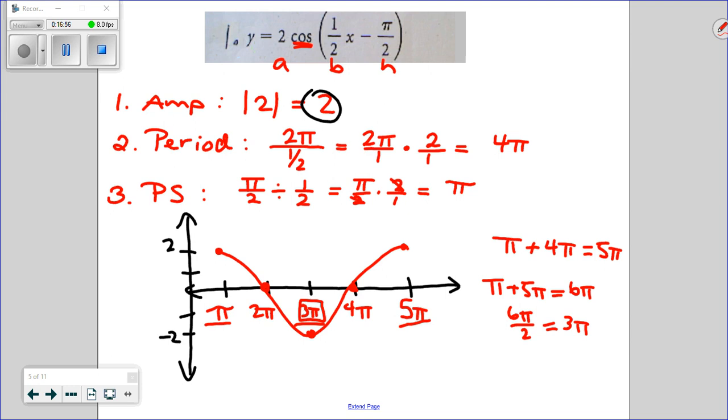If we repeated that part of the graph, then it would look more like a wave. Okay?